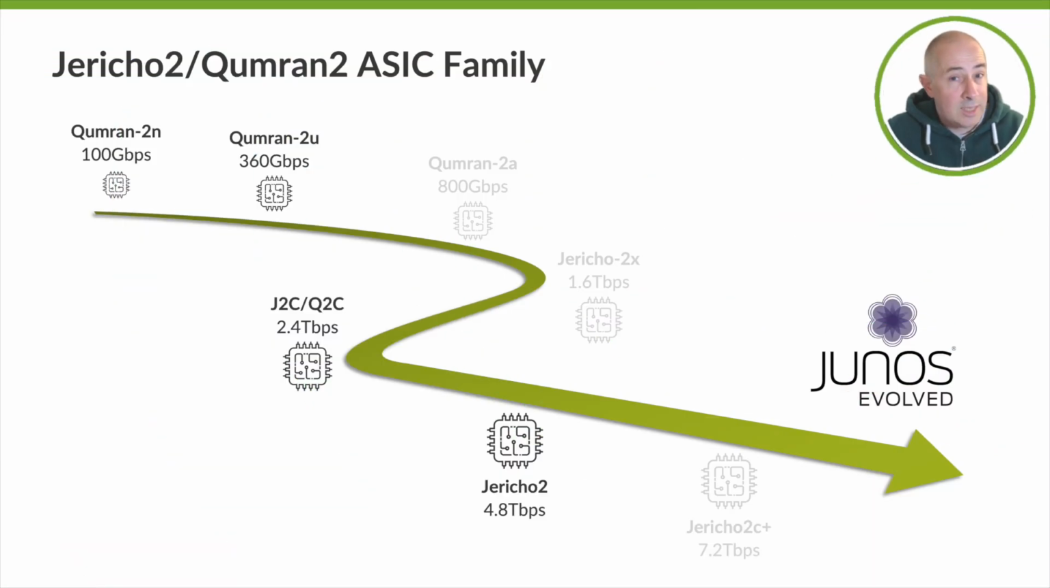Basically, in our current ACX7K portfolio, we are using four different types of chipset: the Jericho 2, the Jericho 2C or Qumran 2C, the Qumran 2U, and the Qumran 2N.